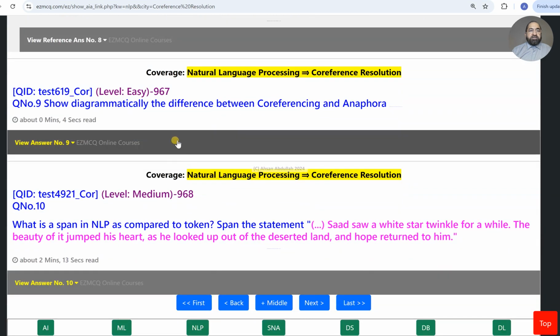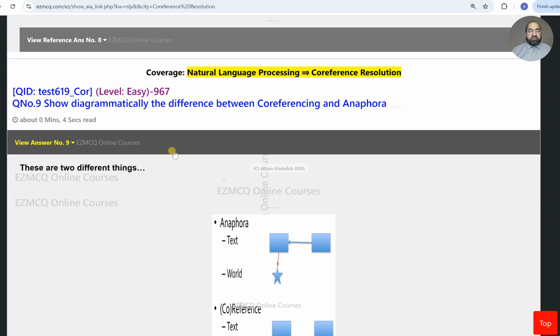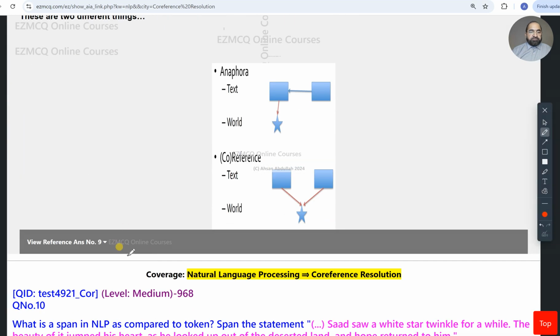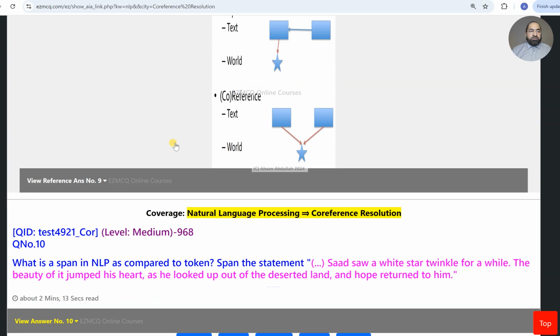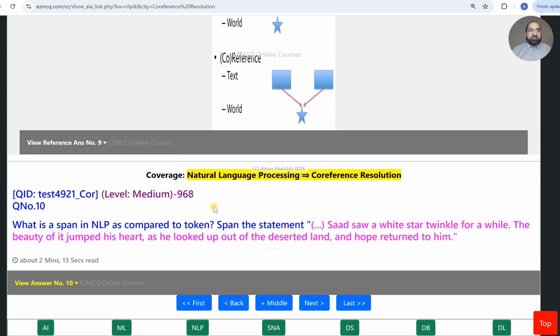Okay, show diagrammatically the difference between co-reference and anaphora. It's very simple. Co-reference, say this is A, this is say Tom, and this is he. So both are referring to the same person. Tom and he are the same. In anaphora, for example, he refers to Tom, and then Tom refers to the actual thing. All right. So this is how it goes. And then we move on to the next. This is very interesting, and I'll go into more detail.